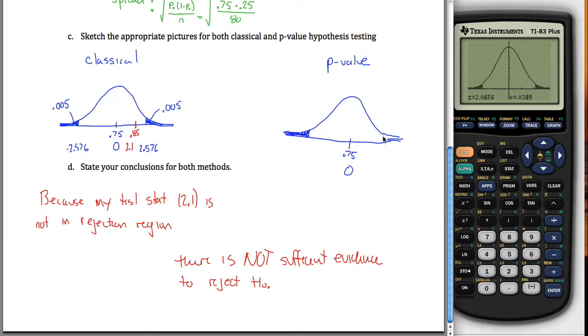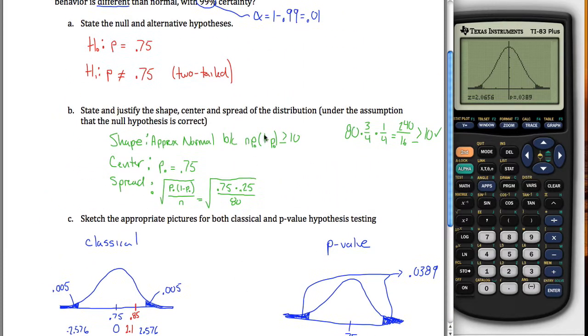Note the picture has a shaded region on both sides. That's because this is a two-tailed test. And it tells me that my test statistic is 2.1. 2.0656. What is this number right here? 2.1. And the p-value, kind of the total area of here and here, is 0.0389. So what? What you do when you use the p-value method is you compare this area with alpha. Alpha was just 0.01.